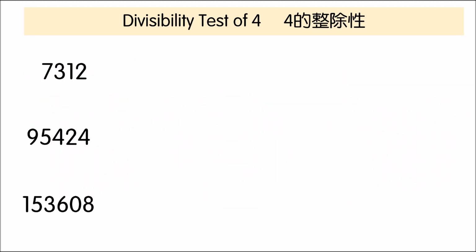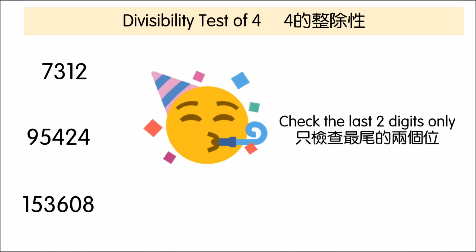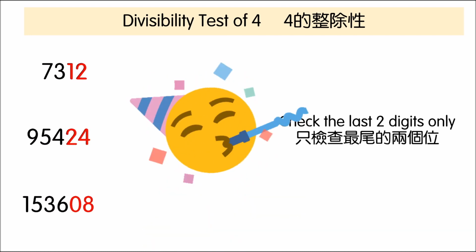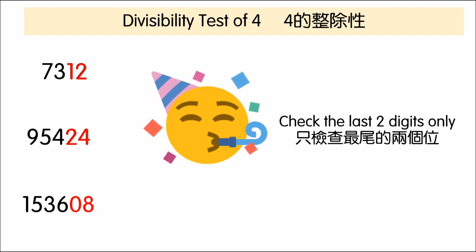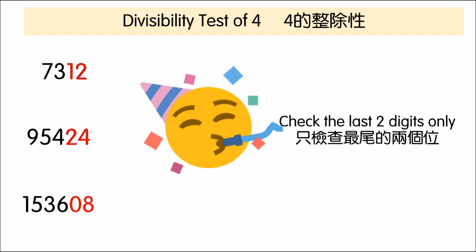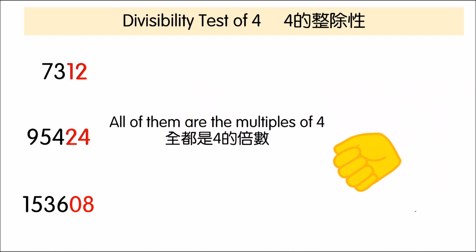Let's practice some more. These are 3 very big numbers, but to check if it's divisible by 4, all we need to do is check the last 2 digits of each of these numbers. The last 2 digits are 12, 24, and 8. All 3 of these numbers are indeed multiples of 4. Therefore, each of these big numbers are all divisible by 4.